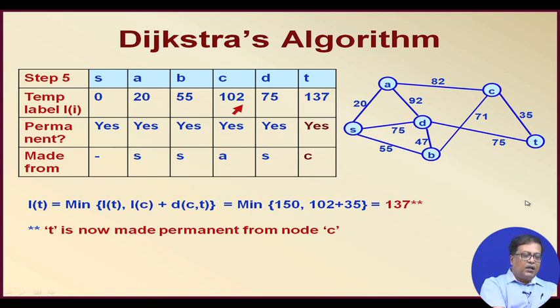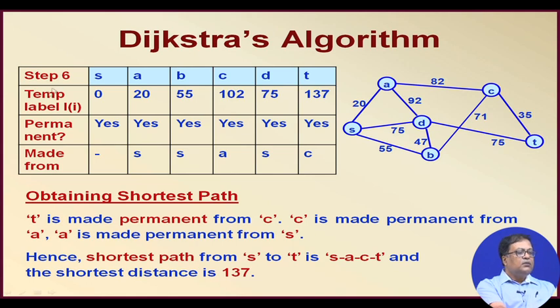Is it all right? Sometimes if you really want only the S to T distance, even if other nodes are not permanent, but T is permanent and S is permanent, we can get the distance from S to T if that is all that we want, right. So, now this is our complete table. These are the labels which are no more temporary, they are all permanent. All the labels are permanent and the made-from list is also available. So, what we do? T is made permanent from C, C is made permanent from A, A is made permanent from S. So, S to A to C to T, that is the shortest path and that distance is 137, right.